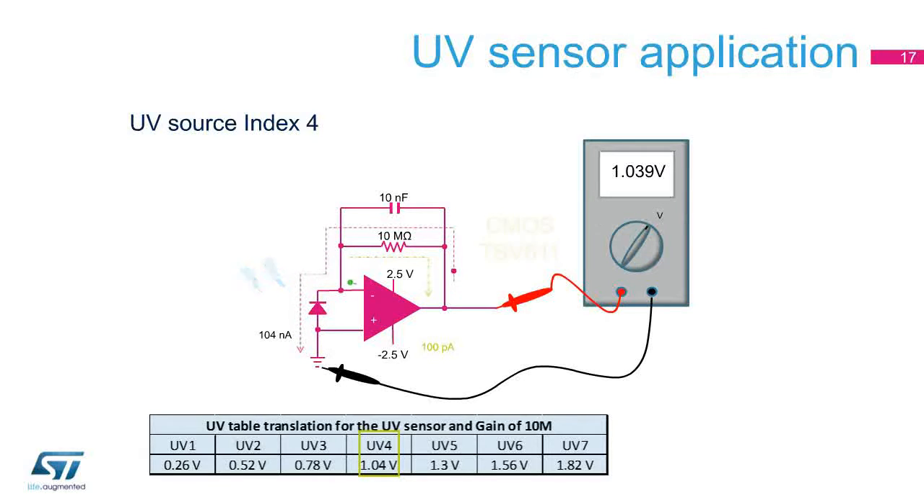In this case, we can see that the output is close to the theoretical value, and the level of output voltage corresponds to UV index 4. In case of an application where the current to be measured is extremely low, or where the input impedance is very high, it is mandatory to use a CMOS op-amp, so as not to affect the measurement.